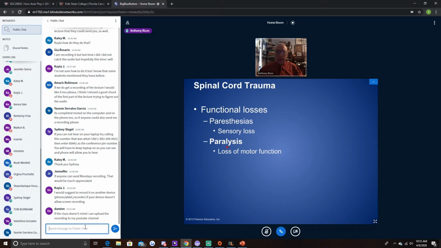The paralysis is loss of motor function. That's an entirely different thing than paresthesia, which is loss of sensory. This is loss of motor.